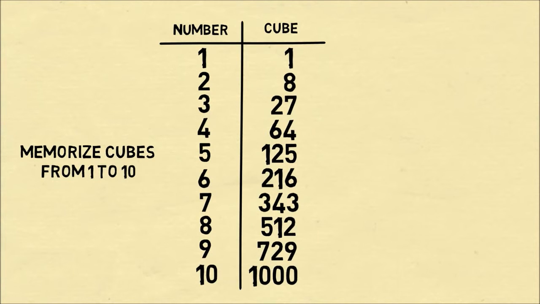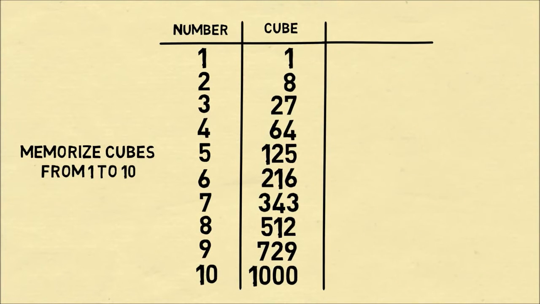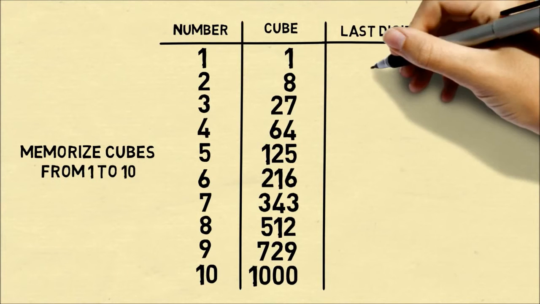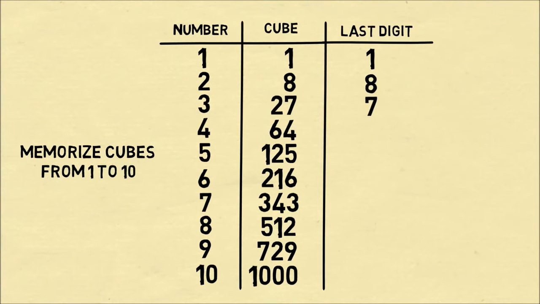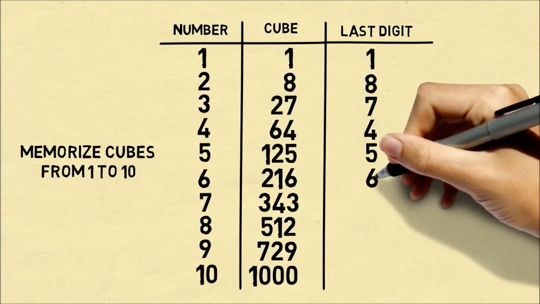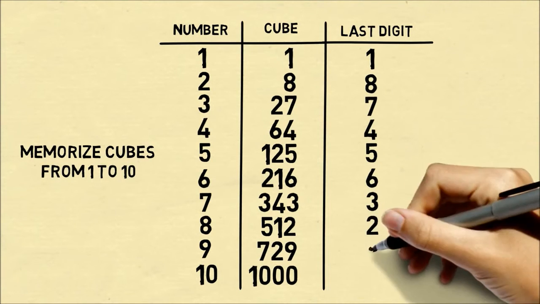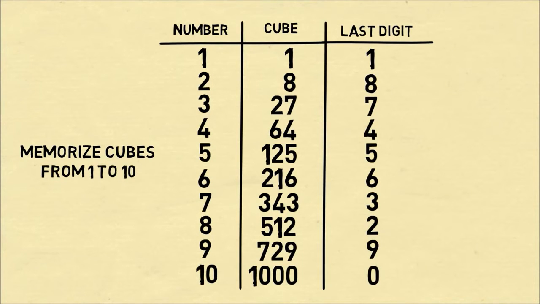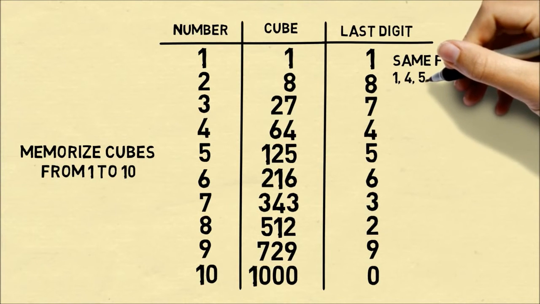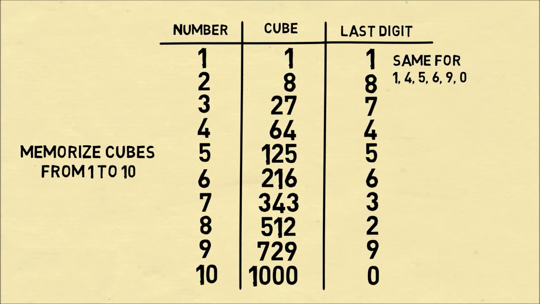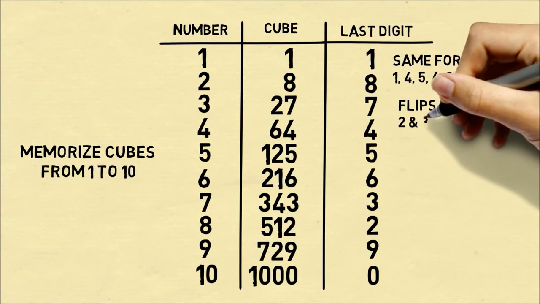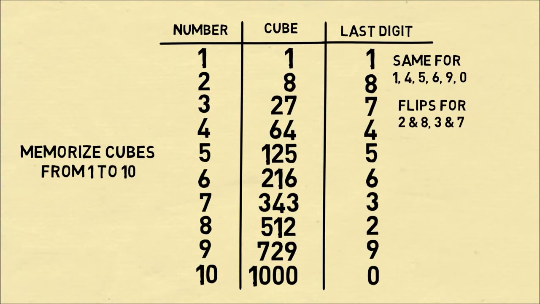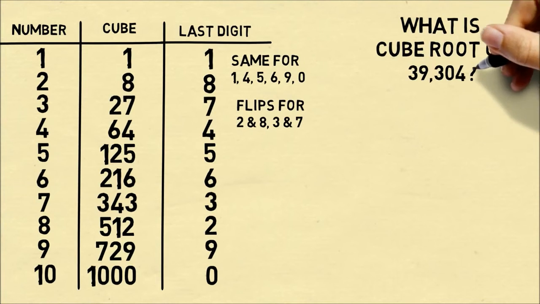Now once we've written down these cubes, I want you to focus on the very last digit of the cube. What's important is that each of these 10 numbers ends in a different last digit. And that'll be very important to doing this trick. So this will be another thing you have to memorize. An easy way to remember this is that for the numbers 1, 4, 5, 6, 9, and 0, the last digit is the same as the number. And for the numbers 2 and 8 and 3 and 7, the last digit flips. So the last digit for 2 is 8 and the last digit for 3 is 7 and vice versa.